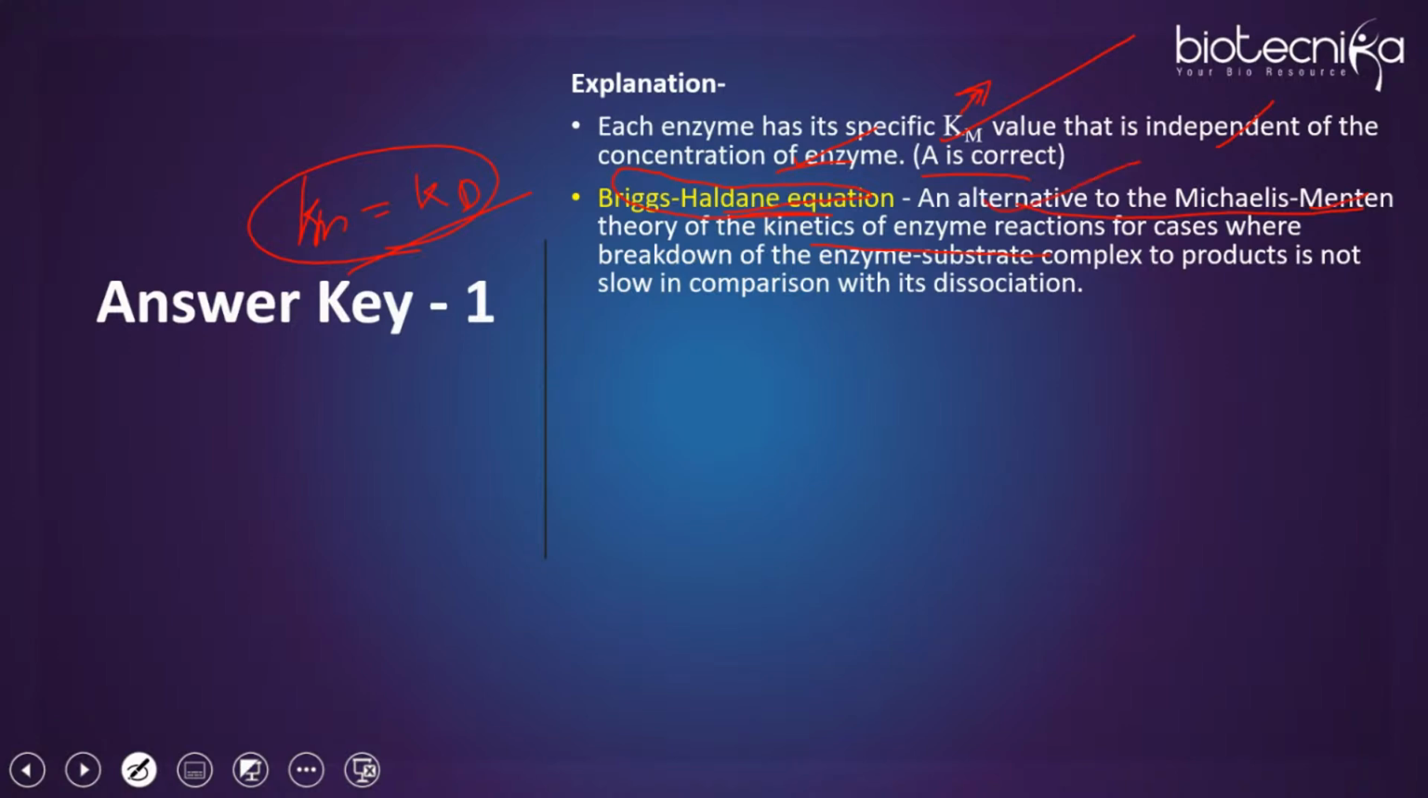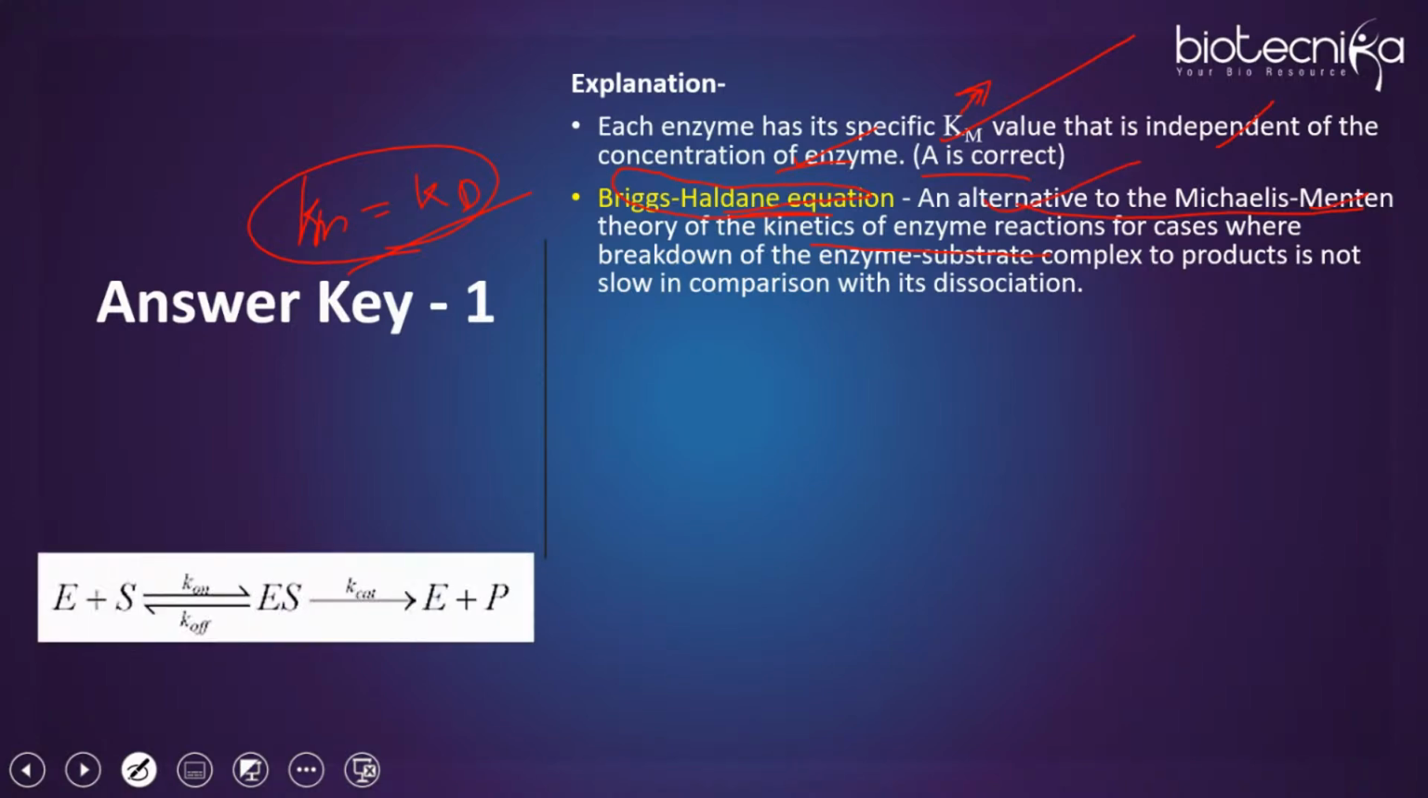Okay, it is an alternative actually, because Michaelis-Menten assumes that ES goes to E plus P. So they assume that this is Kcat, which is very much slower, and this process is very much fast. That's what Michaelis-Menten will assume.